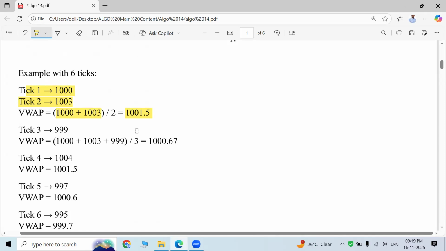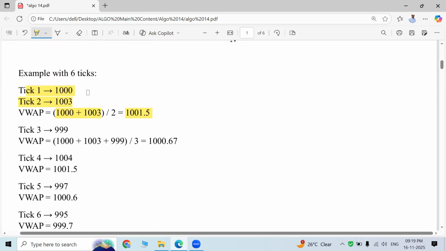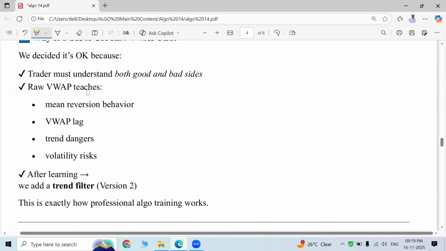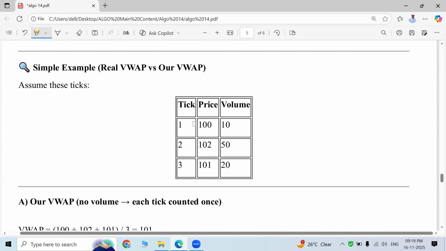Now, for our case, we have taken the 6 ticks. No volume is considered. The volume is considered to be 1 only. What does it mean? For each tick, we are buying or selling only one quantity. But in the actual case, in the VWAP, the volume is also considered. Let me show you that calculation first, and then we will come to our calculation. So in the original calculation, we consider volume as well as price. Let me show you an example to understand the exact VWAP calculation.